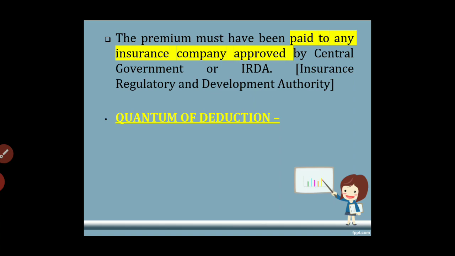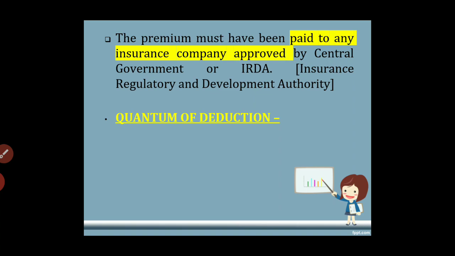If you are paying the premium to such an approved company, then you can get the deduction of this amount. Otherwise, with any local insurance company, or we can say a company which is not authorised or approved anywhere, if you pay the premium to such a company, then the deduction under section 80D will not be available to you. That means you cannot claim such amount of deduction, right? So remember this, it should be an approved insurance company. These are the basic conditions.